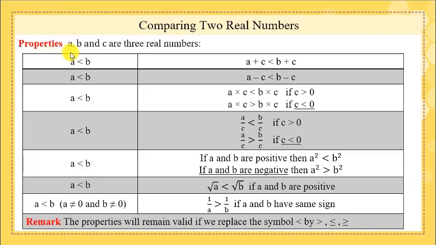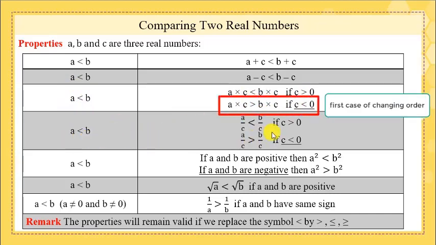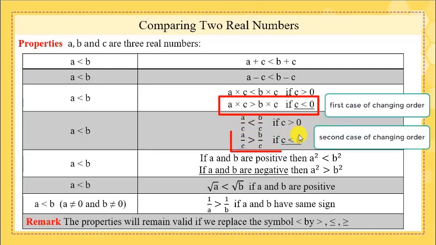Properties. We have three real numbers a, b, c. We have a less than b. If we add c to both sides, then the order does not change. If we subtract c from both sides, then the order does not change. If we multiply both sides by c, the order does not change if c is positive, but it changes if c is negative. If we divide by a positive number, the order does not change, but if we divide by a negative number, the order changes.